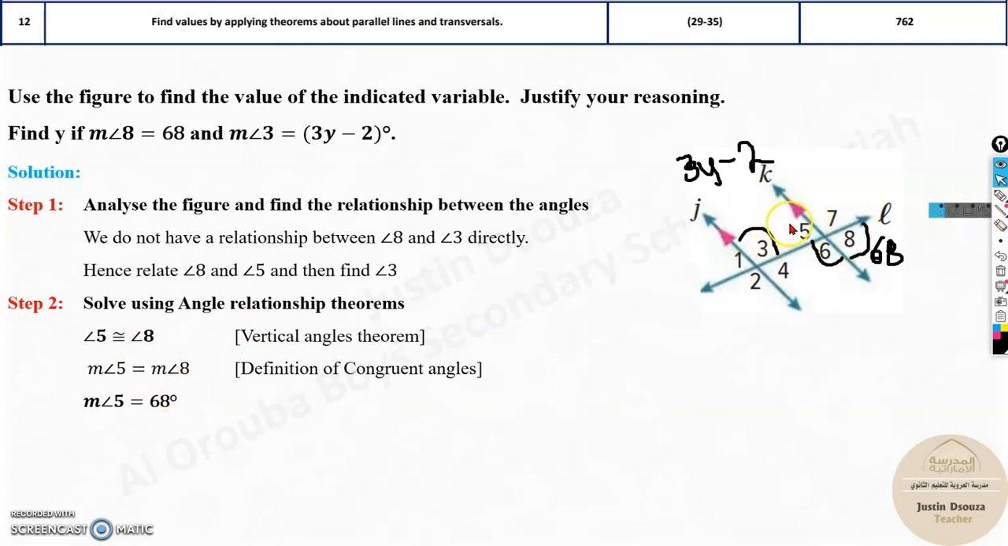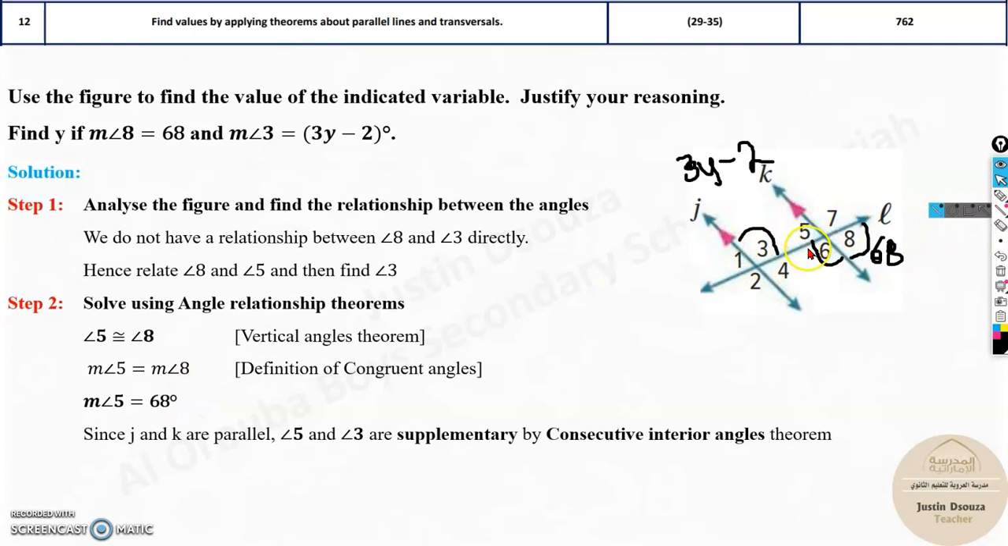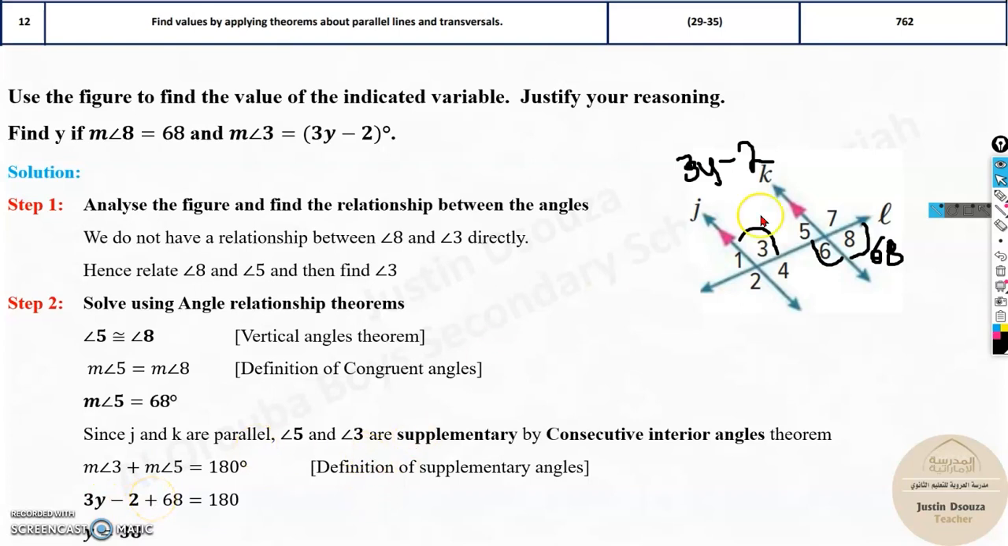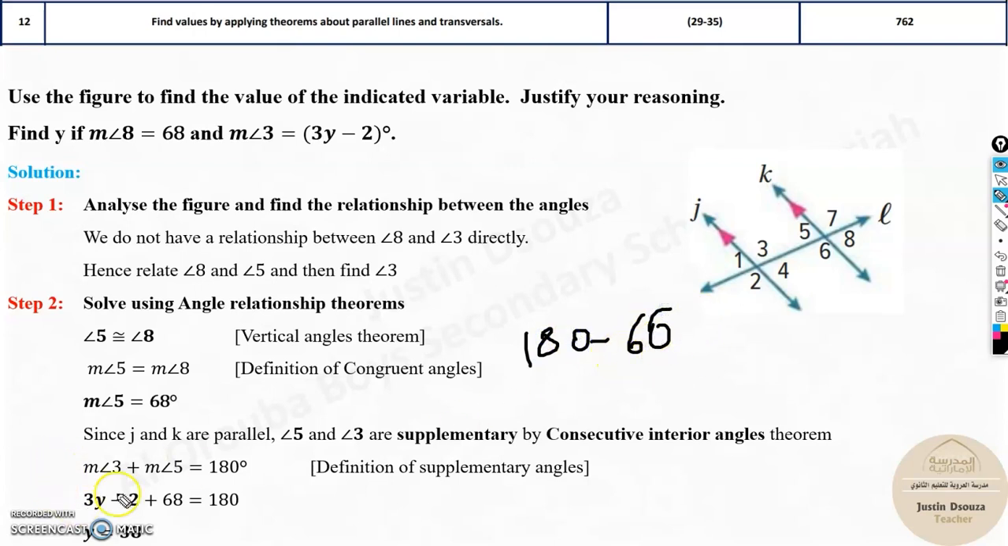Now then, we know the consecutive interior angles are supplementary, or 180 degrees. So add 3 and 5. That must be 180 degrees. That is basically 3y minus 2 plus 68, the angle 5, is equal to 180. Solve this, you will get the answer. You can solve it by steps. Take 68 minus 2, which is 66, and take 66 to the other side, so it will be 180 minus 66, and then whatever the answer is, you need to divide it by 3. You will get this answer, 38.